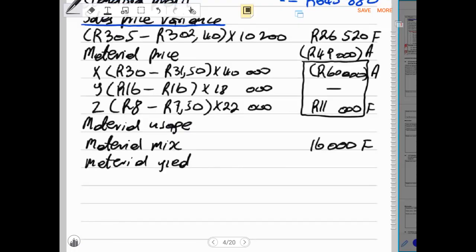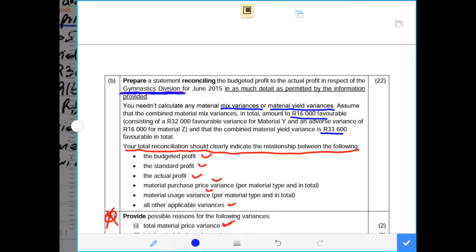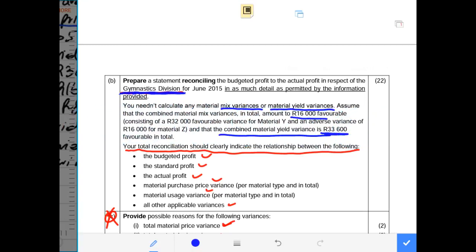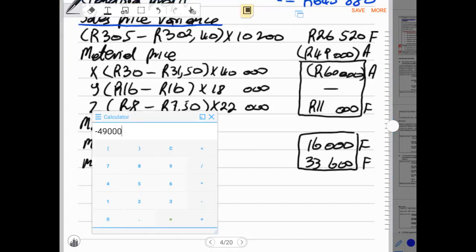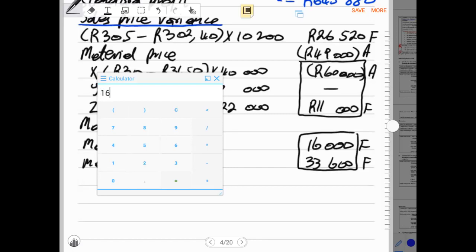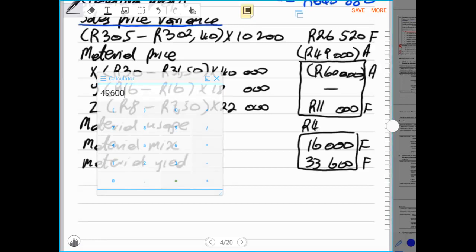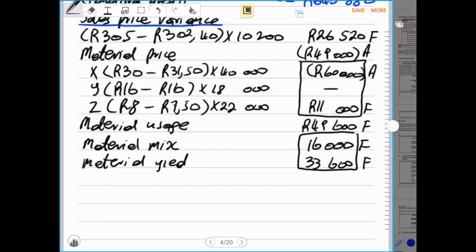And they said material yield total was 33,600, favorable again, and the total will also be favorable. Now we have 16,000 plus 33,600, which is 49,600 rands. 49,600 of a favorable variance.